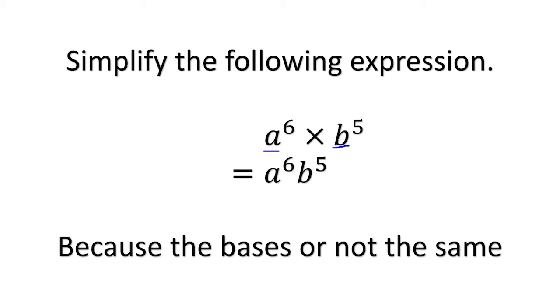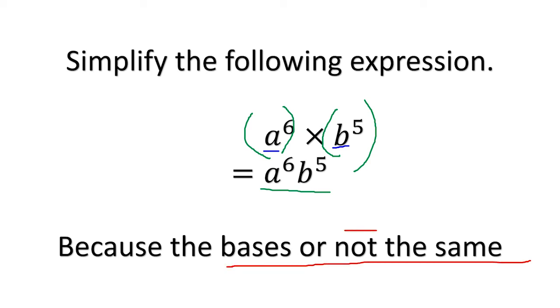What we do here is it's literally a to the power of 6 times b to the power of 5. And this will yield a to the power of 6, b to the power of 5. Why? Again, because the bases are not the same. They need to be the same.